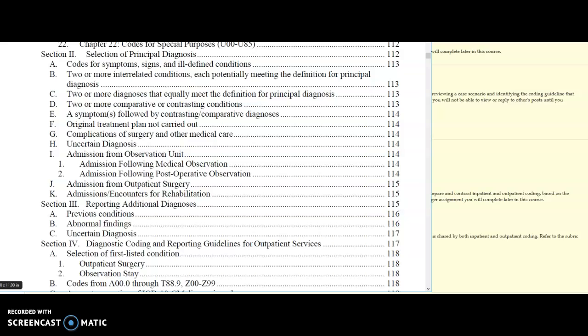If you have any questions, let me know. Again, this is for the Venn diagram. Make sure you're using your coding guidelines outlined in your book of section 2, 3, and 4.